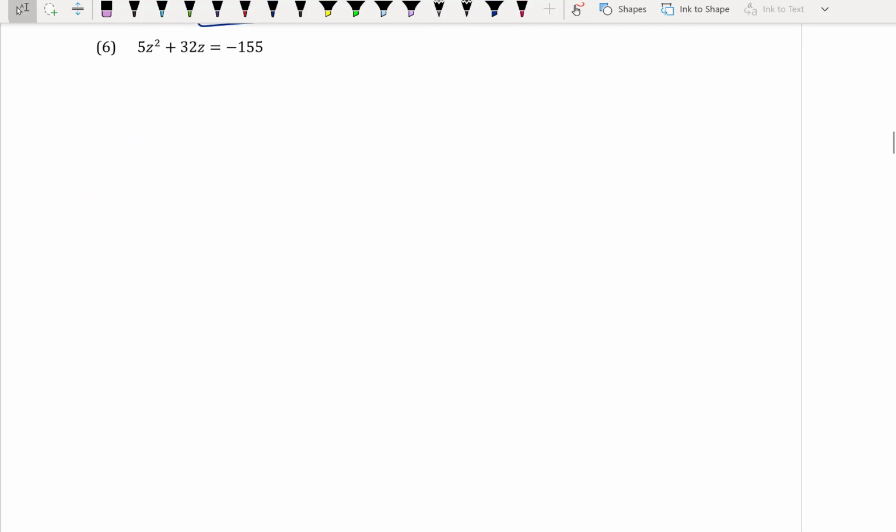Now, what's different about number 6 is, again, that leading coefficient is not 1. So when this happens, your b value isn't very nice. It's going to be a fraction. That's okay. Let's leave it as a fraction. And -155 divided by 5 gives me a -31. So now I have that my b value is a 32 divided by 5.